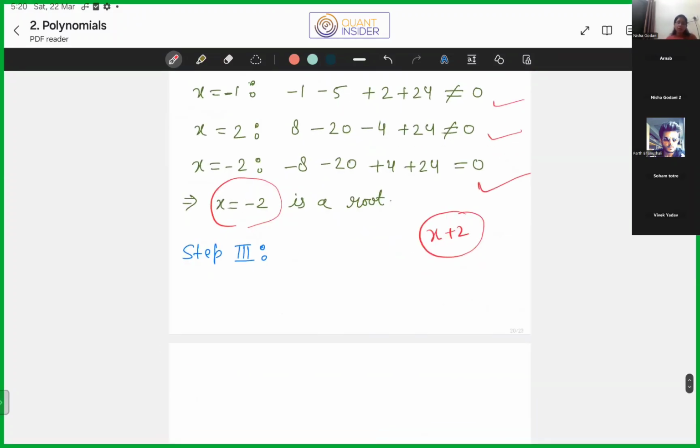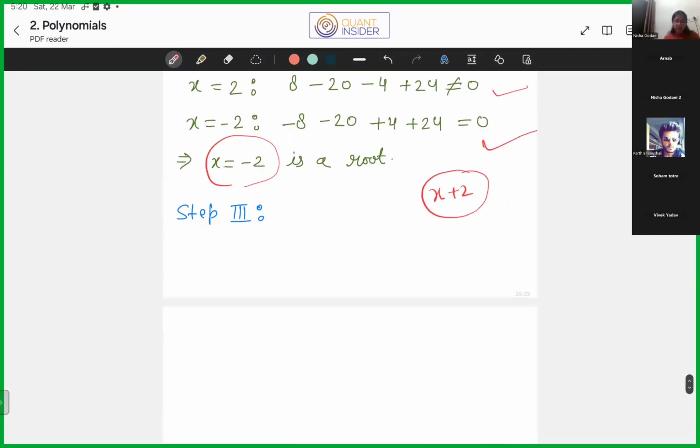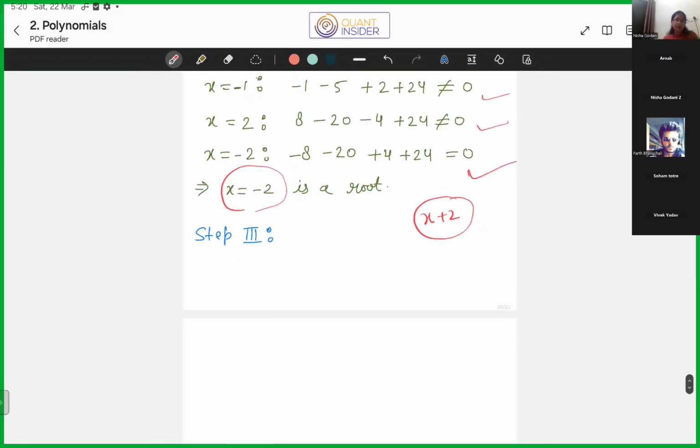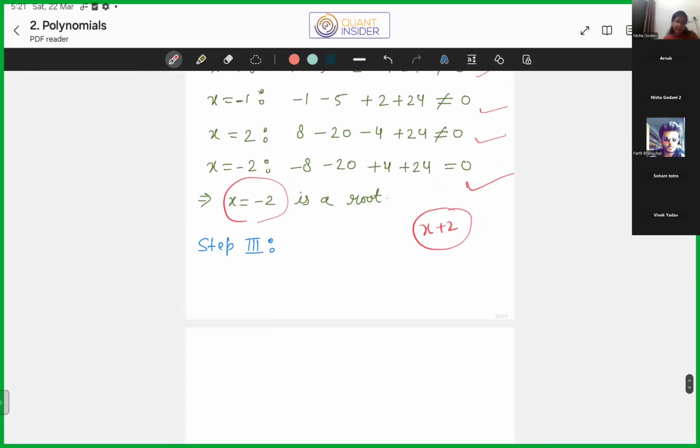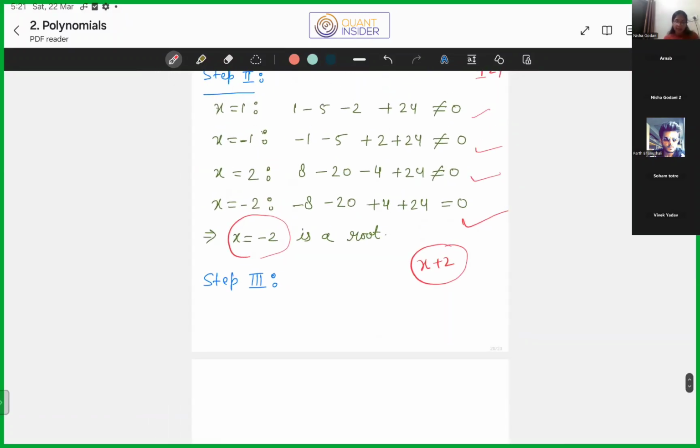Okay, now there are two things. One thing is that which I don't do, but I'm telling you: we divide the given cubic expression by x plus 2. Long division, that you do in your, I think, 6th or 7th standard. Okay, that division. But why are we doing it like this?